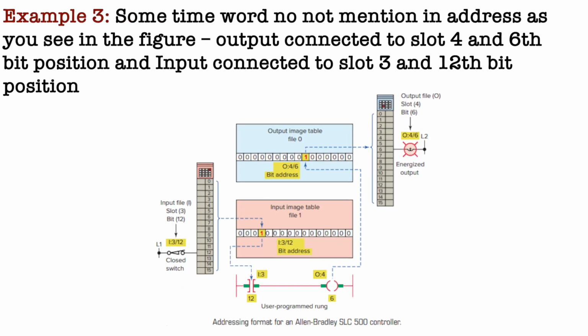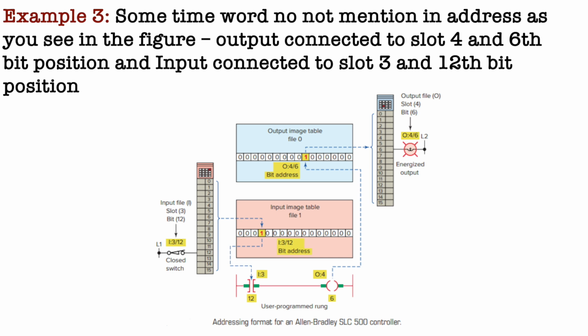Now let's take the third example. Sometimes the word is not mentioned in the address, as you can clearly see in the figure. Here the output is connected to slot 4 and the 6th bit position, and the input is connected to slot 3 and the 12th bit position. So the address will be I:3/12 for the input file, and similarly you can check the output line. Your output is connected to the 4th slot but in the 6th bit position.